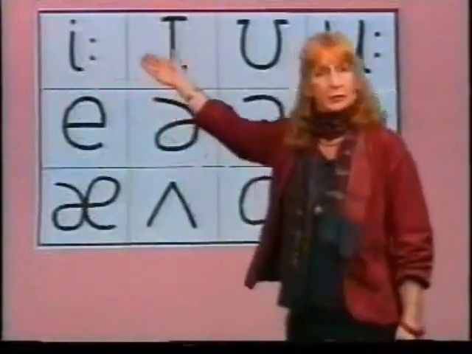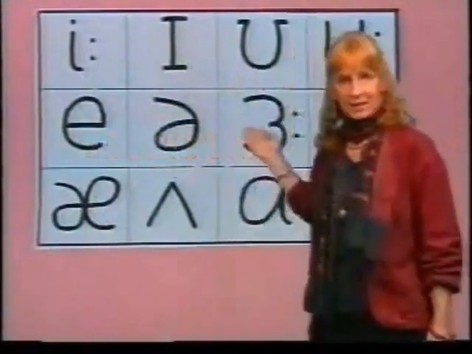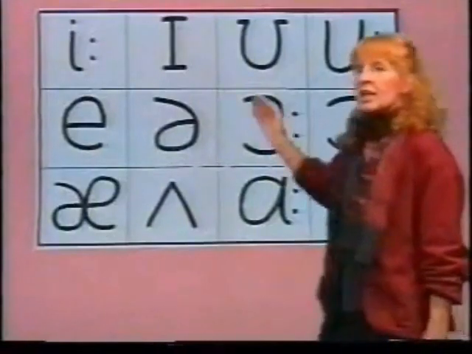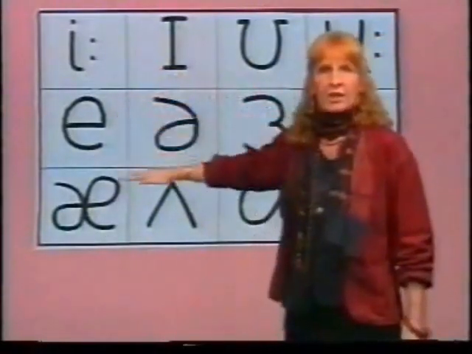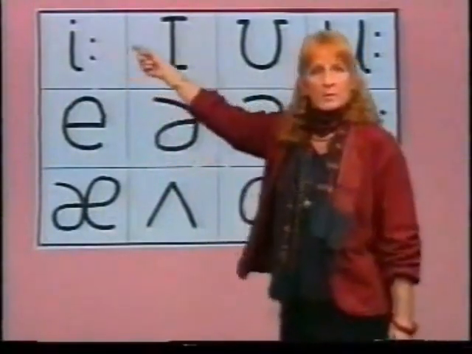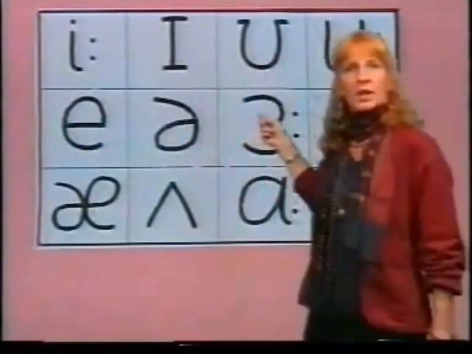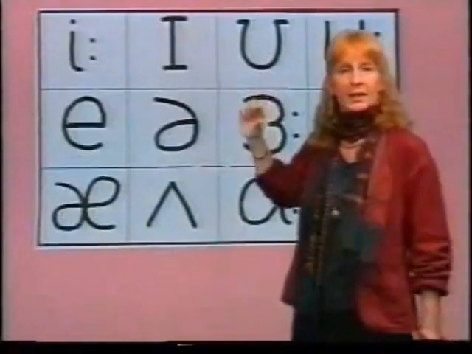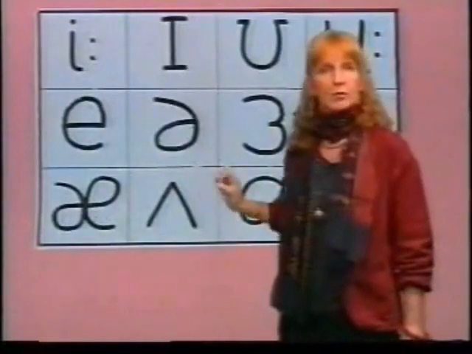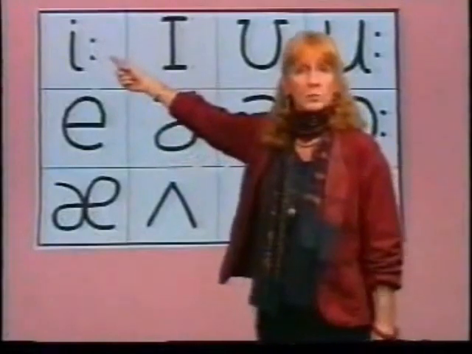Notice that this chart has three sections. This is the first section, then we have a middle section, and then we have the last section down here. Now, in each section, the mouth changes position. In the top section, the mouth is quite narrow. In the middle section, the mouth has become a little bigger. And in the bottom section, the mouth is quite big and round. Let me demonstrate. Watch my mouth.